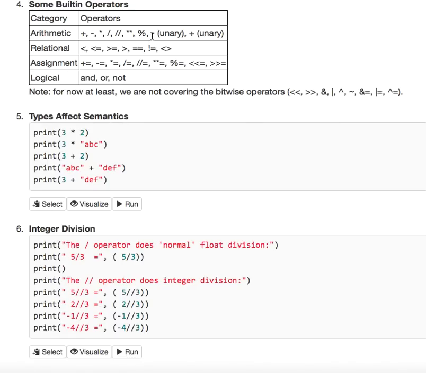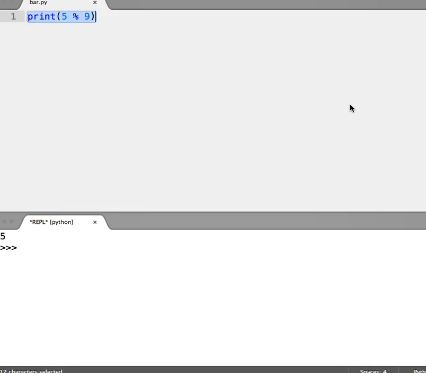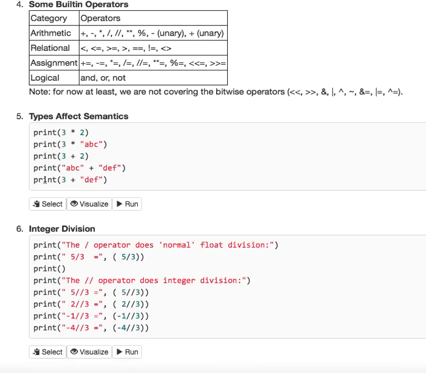Okay. There's obviously unary negation and positive. I actually use unary positive sometimes. So that's like saying print plus 5. If you want to particularly note that something is positive, it's fine to use that plus sign.